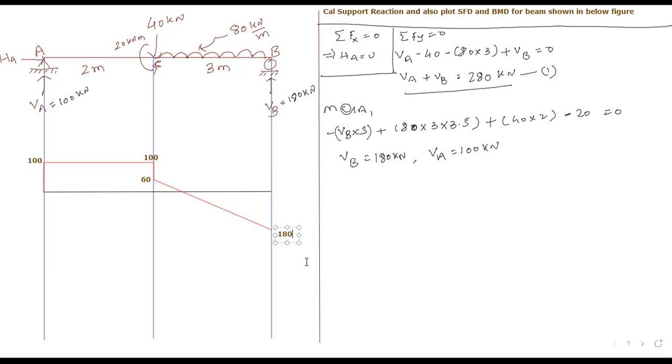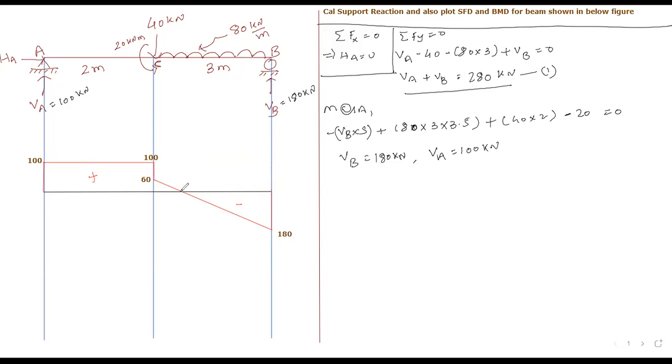And at point B, you have an upward force of 180. So minus 180 plus 180, your diagram will close. I hope it is clear to all of you. This shear force diagram is clear. Please confirm in the chat box. Is there any question? Please confirm.